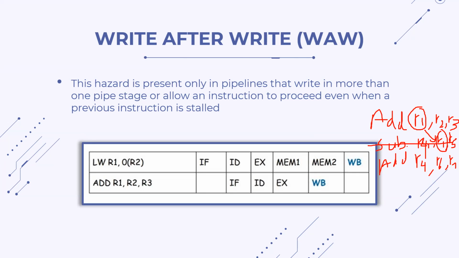So if this is the case, if the previous instruction, that means the sub instruction, is in the stalled state, and the add statement is executed before that, then the later instruction's write back is happening before this one. So the final value in the register will be the earlier statement's, so it's a wrong value in the register. This should not happen. The later instruction's value should be present at the last.